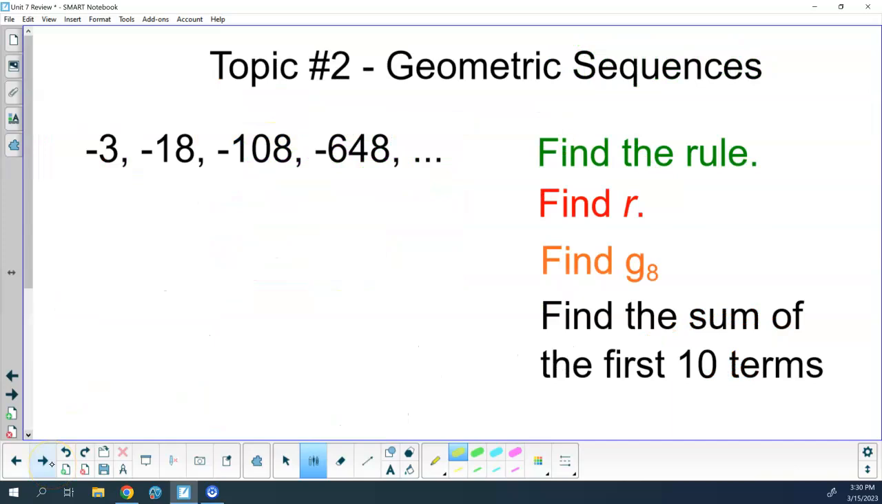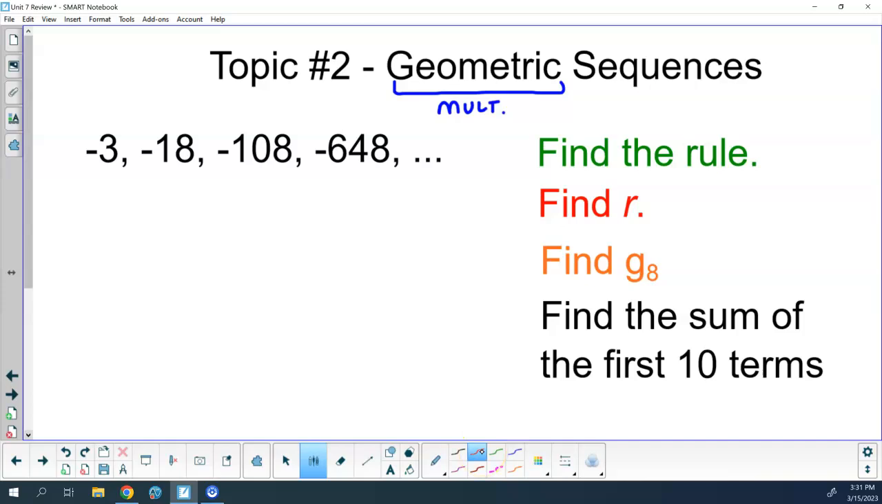Then we moved on to geometrics, okay? And with geometrics then, now we are multiplying to get the next term. And so again, using the same kind of thing here, let's find the rule, find r, find g sub 8, and find the sum of the first 10 terms. We can handle that.